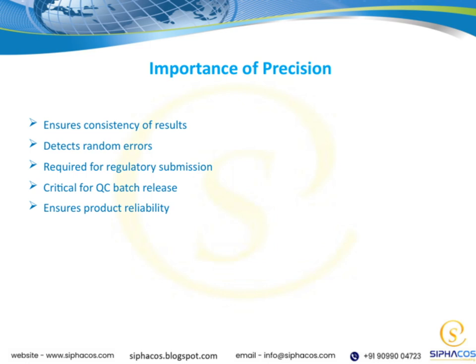It's also important to recognize that precision is required for regulatory submission. Regulatory agencies demand precise data to ensure product safety and efficacy. Without it, our submissions might face delays or rejections. Furthermore, precision is critical for batch release in quality control. Only with accurate and consistent measurements can we confidently approve or reject a batch, ensuring only high-quality products reach the market. Finally, all these points tie back to our overarching goal, ensuring product reliability. Precision underpins the trustworthiness of our results, which ultimately supports the safety and effectiveness of our products.